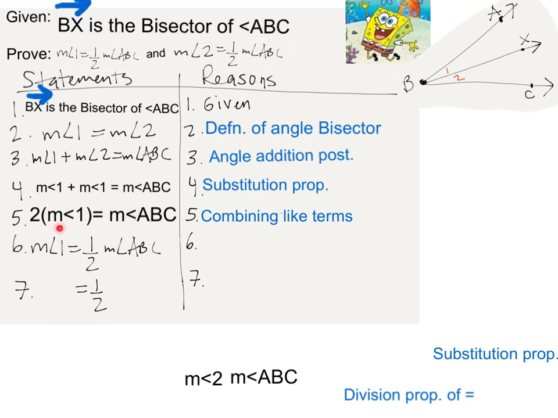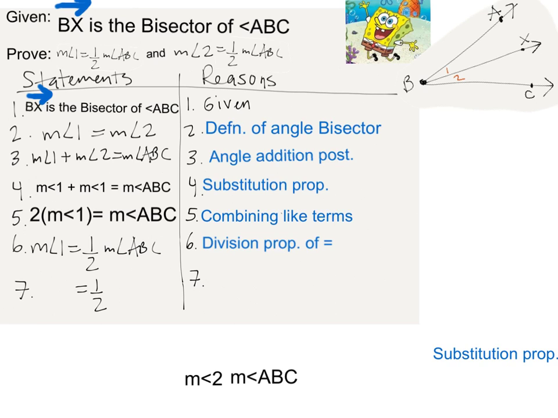Now, if I want to get the measure of angle 1 by itself, and that 2 is multiplying with this quantity, then I'll have to do the opposite of multiplying. I should divide on both sides, right? If I divide on both sides, then that's the division property of equality. It's because I'm preserving equality by dividing on both sides. Now, this makes me happy because I end up with part of my prove. Here it is right here. I want to prove that the measure of angle 1 is half of the measure of angle ABC.